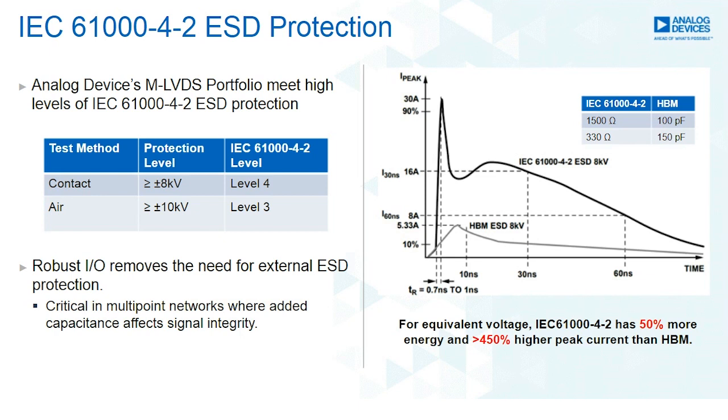It is worth mentioning that the IEC 61000-4-2 standard is a significantly harsher test than the traditional human body model test, with 50% more energy and 450% higher peak currents for the same test voltage. Based on this, transceivers with IEC protection, like the M-LVDS portfolio from Analog Devices, offer a significantly higher level of robustness than transceivers with only HBM protection.